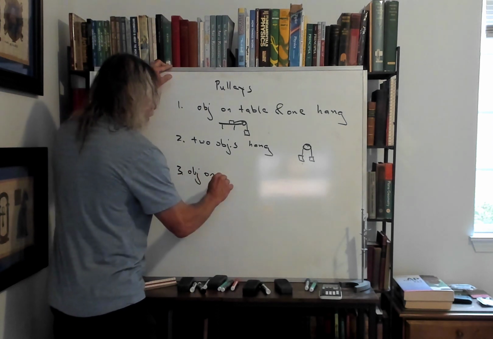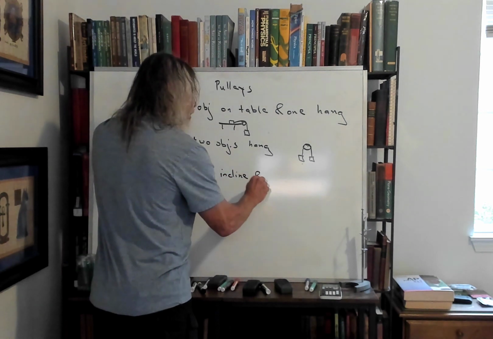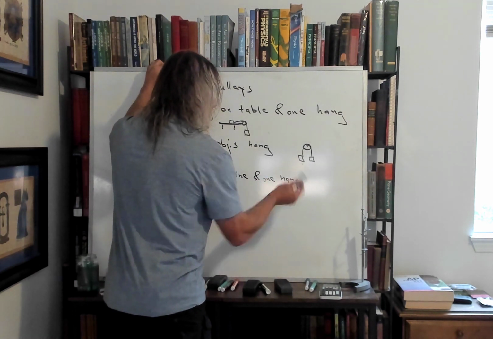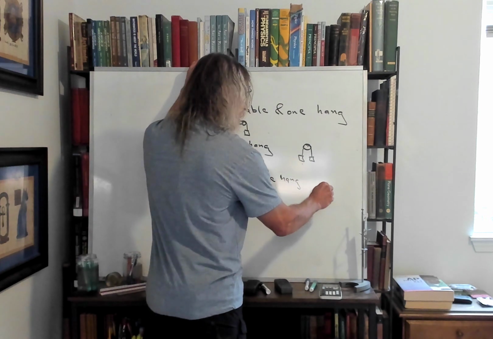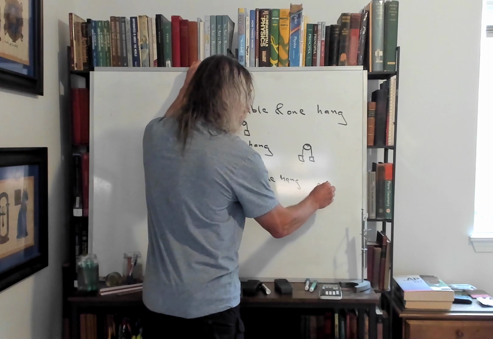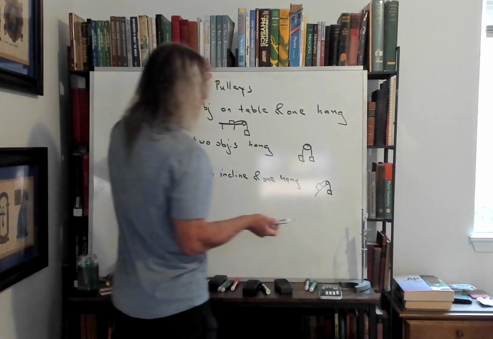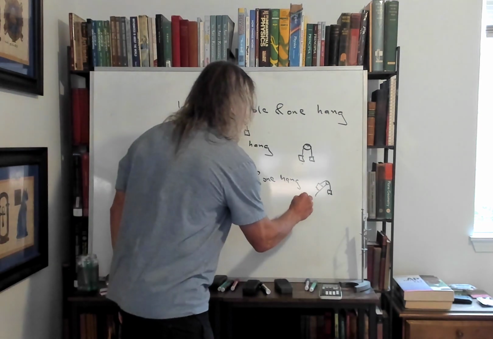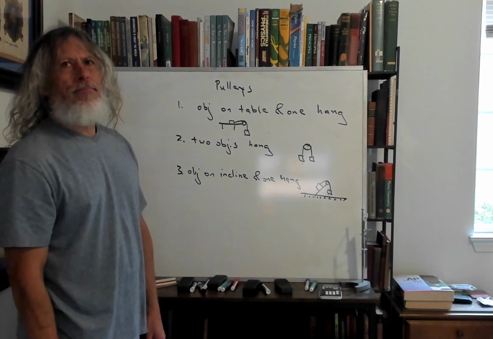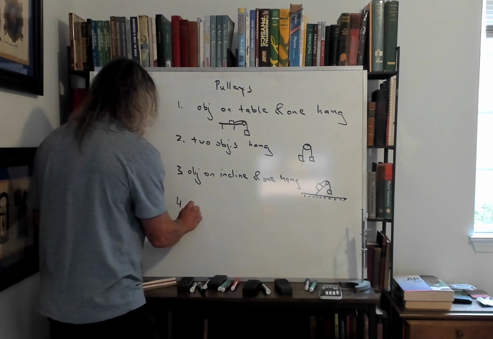Then we'll do object on inclined plane and one hanging. So inclined plane, object, rope, tension, pulley, freehang, ground.